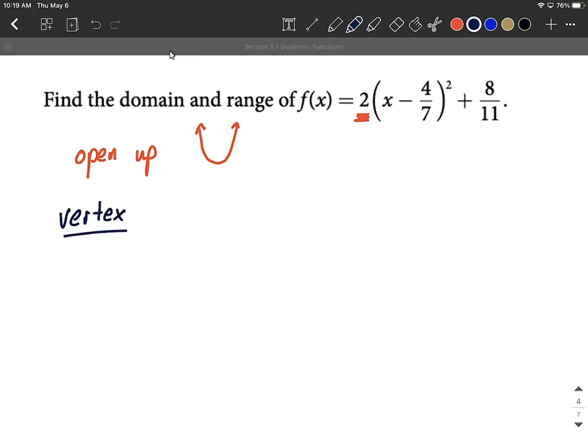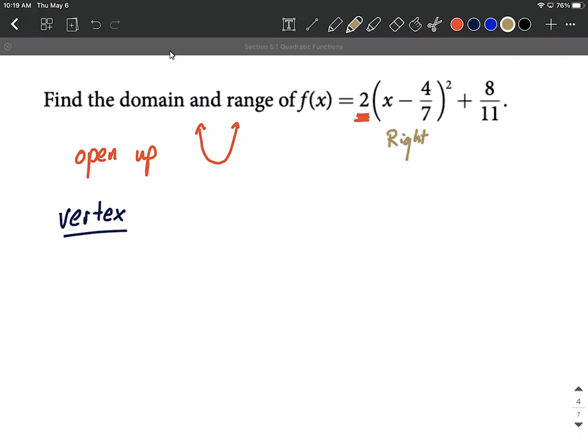So the vertex in this one, it's in standard form, or vertex form, so we can just visualize which direction things have been moved based on how numbers are attached. Because we have x minus 4/7, that 4/7 is attached directly to x, and we can say that this kind of works the opposite direction we think it should. This is actually going to move everything to the right 4/7 units.